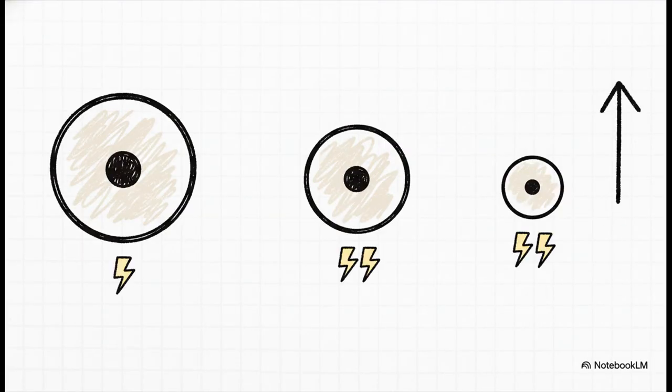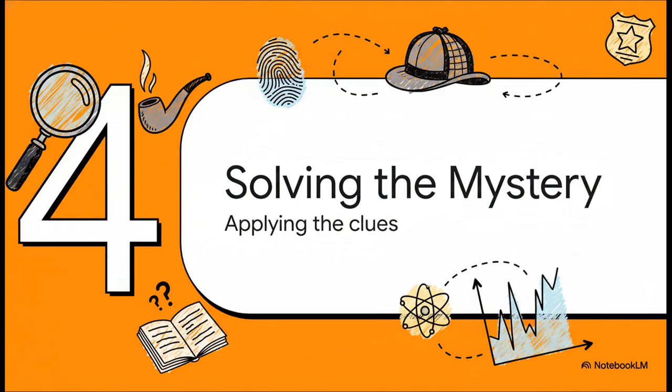You got it. It gets way more difficult. You have to pump in more and more energy to fight against that stronger pull from the nucleus. So our second big trend is clear. First ionization energy generally increases across a period. And with that, I think we have everything we need. All right, it's time. We've done the legwork, we've got our clues.